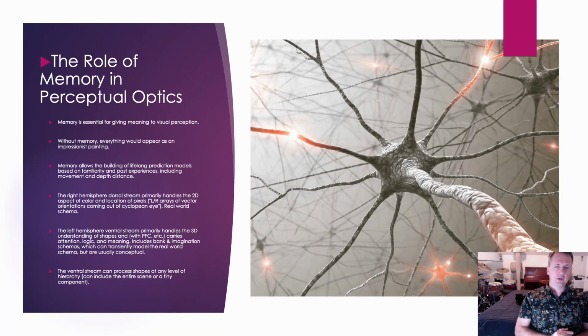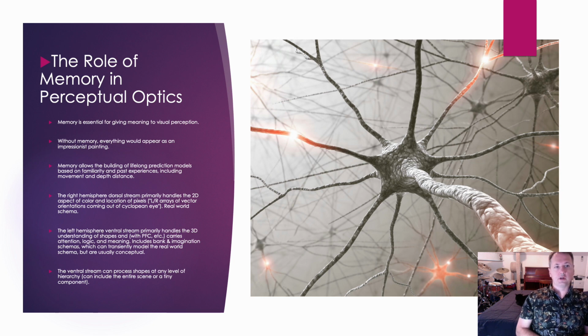So what does memory have to do with perceptual optics, you ask? Actually quite a lot, because if we didn't have memory, everything would appear as an impressionist painting because nothing would have any meaning. So it's actually pretty critical. Memory allows the building of lifelong prediction models based on familiarity and past experiences, including movement and depth information.